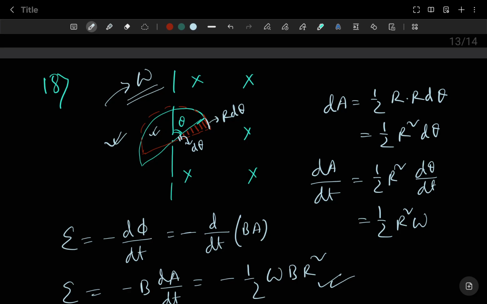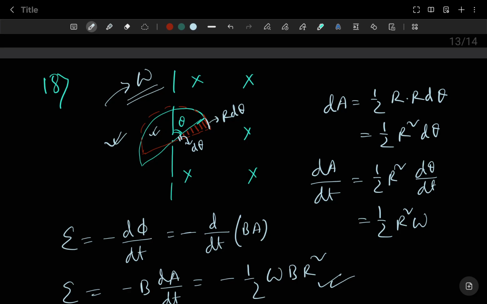Okay, from 0 to pi the loop is entering, and from pi to 2 pi it is exiting the magnetic field. So magnetic flux is decreasing. Accordingly, as per Lenz's law, the EMF will be induced in the opposite direction, opposite to the previous case.